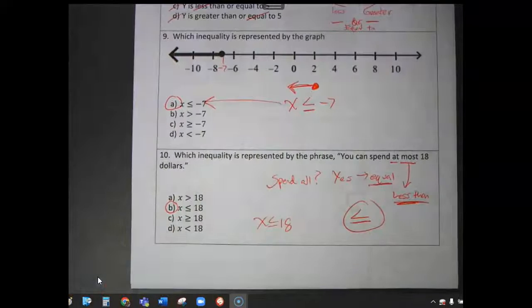All right, your test tomorrow is very similar to this. So please go over this, study it, and have it for tomorrow. It'll really help you out. All right.